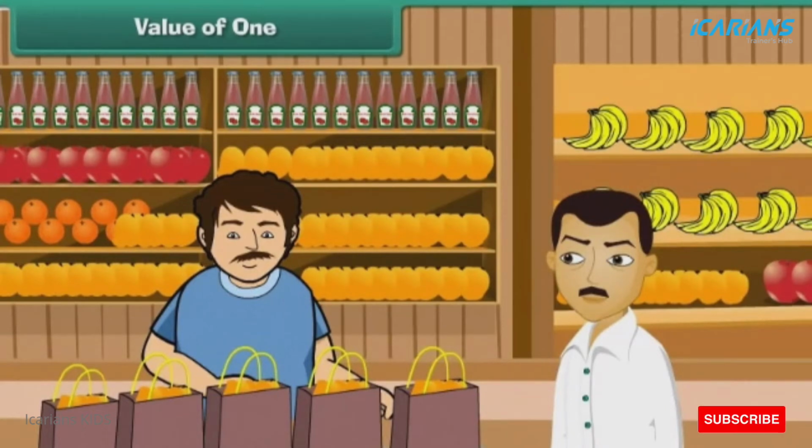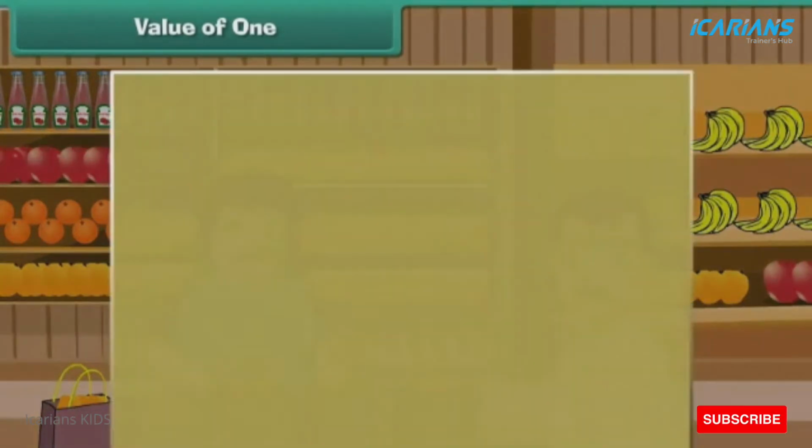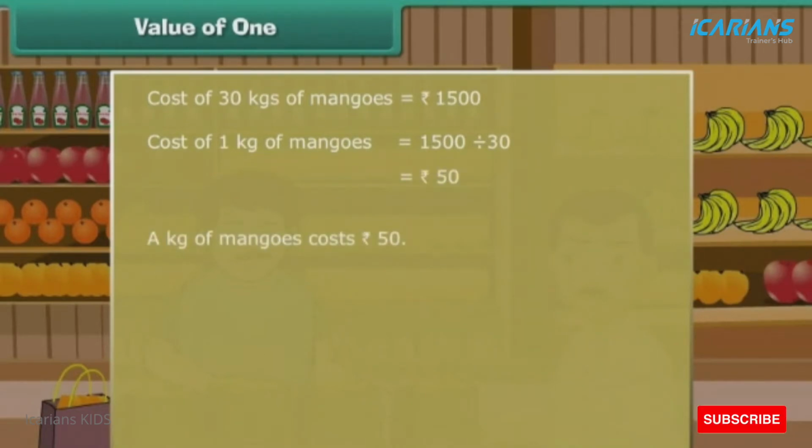Value of 1. Vivan buys 30 kgs of mangoes and spends 1,500 rupees. How much does 1 kg of mangoes cost? Cost of 30 kgs of mangoes is 1,500 rupees. Cost of 1 kg of mangoes is 1,500 divided by 30, that is 50 rupees. A kilogram of mangoes costs 50 rupees.